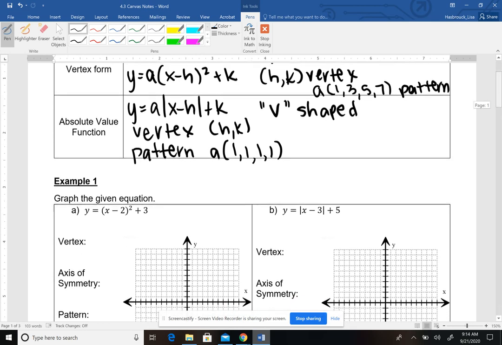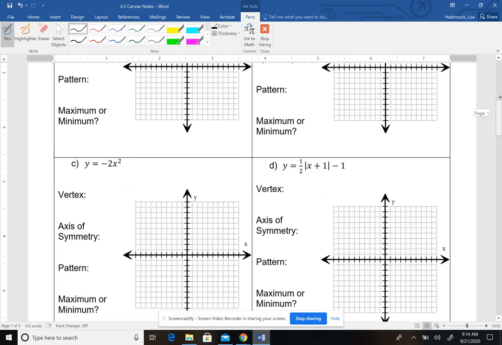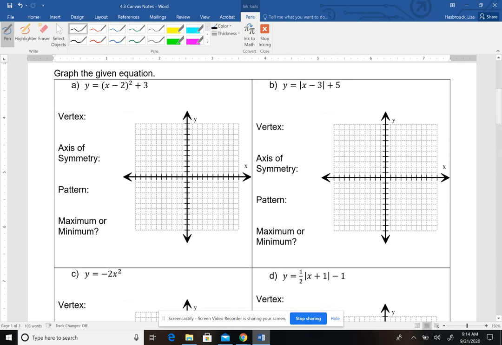In the first example, we have y equals (x minus 2) squared plus 3. Let's figure out the basics first. For the vertex, we're going to use the opposite value for x. So since this is a minus 2, we use a positive 2. Okay, so for x, use the opposite, but for y, it stays the same. So we use a 3 for y. So our starting point for this parabola is (2, 3). The pattern, since there's no number in front for a, is just the 1, 3, 5, 7.